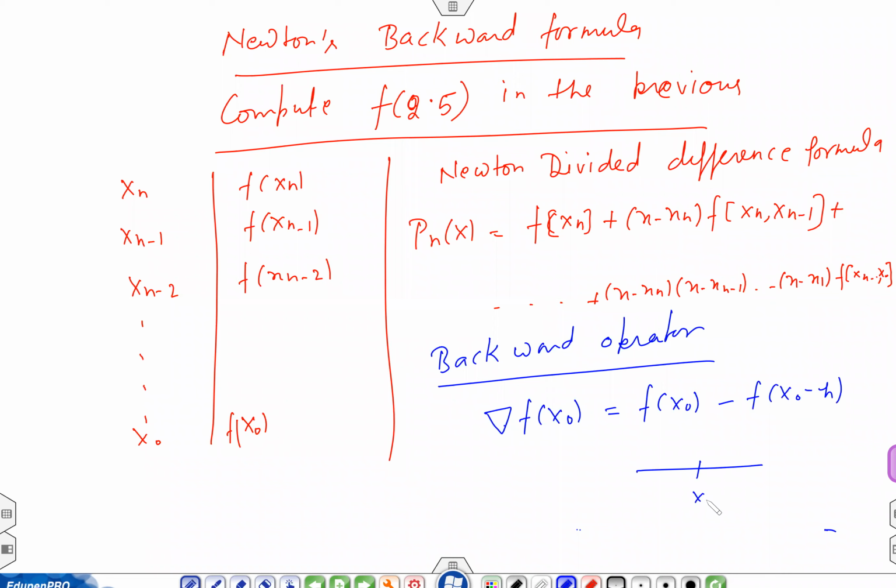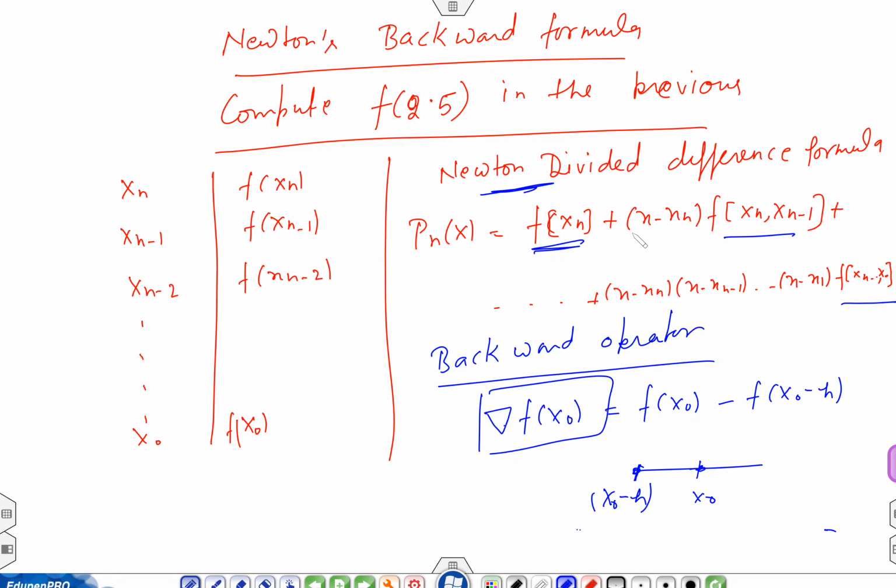Suppose you are at this point x naught, so x naught minus h is the back point. So del f x naught means f x naught, this point, minus the back point, f of x naught minus h. So this is the backward operator, just opposite to the forward operator. Since we have to write this formula in terms of the backward operator, we will compute the values of all these terms.